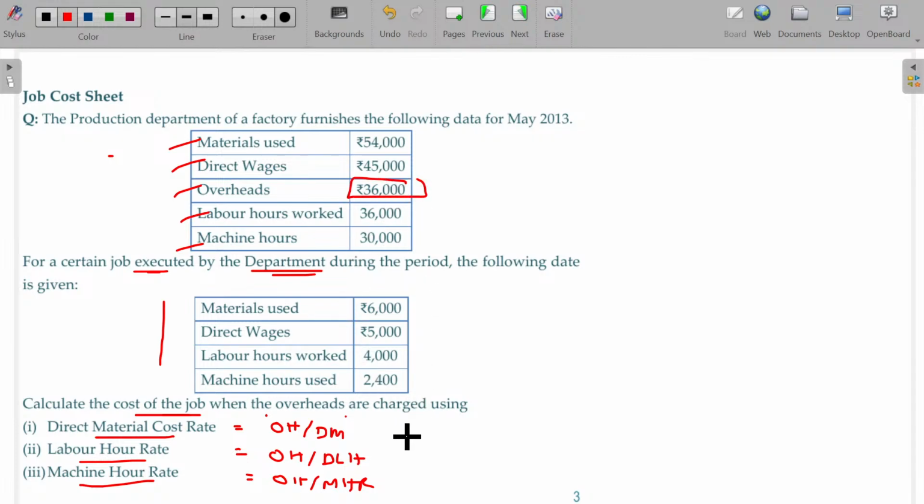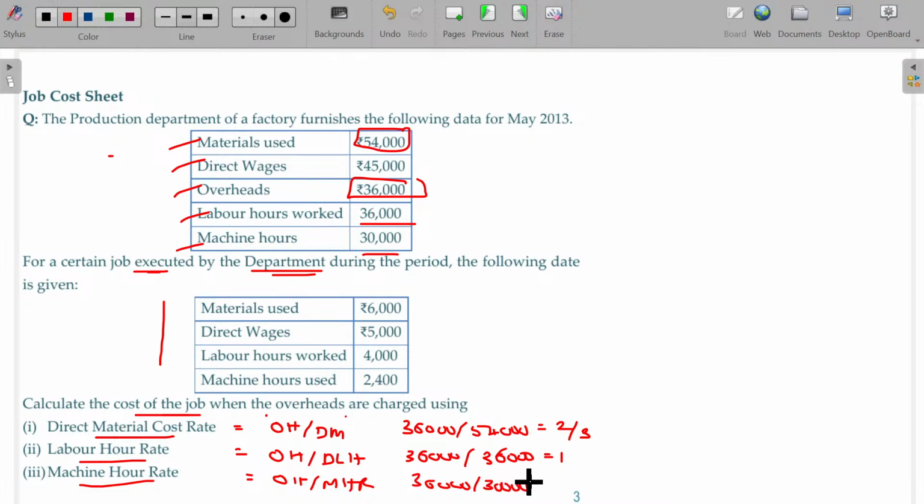Overhead in the earlier case being 36,000, direct material being 54,000. Come on, tell me what is the percentage? Two-third. Okay. And what about this one? Overhead 36,000. Direct labor means 36,000, otherwise 1 rupee per hour. And machine hours, 36,000 divided by 30,000 machine hours, otherwise 1.2.